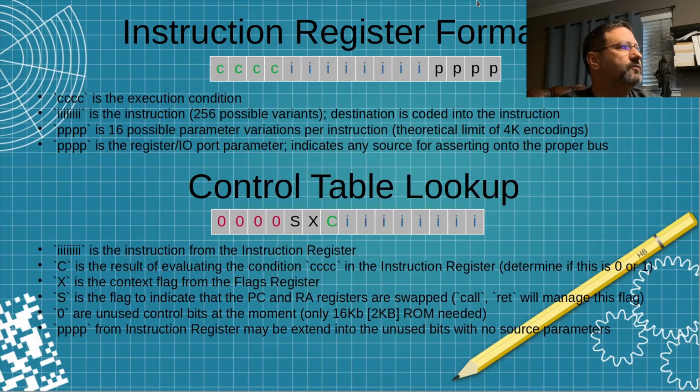So the instruction format is as I had before. So my control table lookup, which is which signals are going to be active at which parts of each of the instructions. The low order 8 bits, I'm looking at having the actual instruction itself. And then the next bit up above that is whether or not that condition has been met. I'm not totally certain I'm going to encode that into the instruction yet.